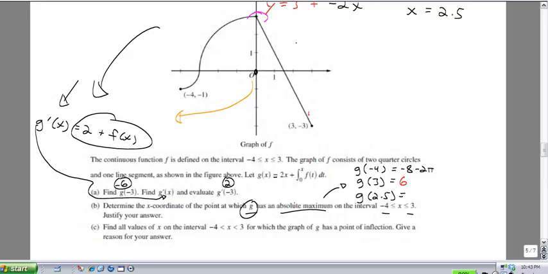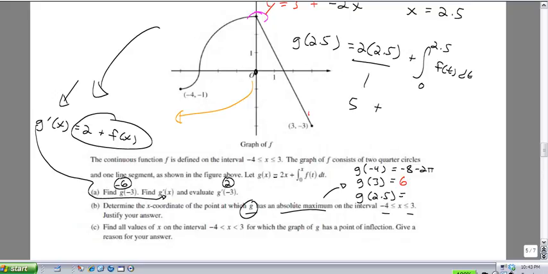Oh, we're almost there. G of 2.5. Okay, so go back to function g. It was 2 times the input plus the integral from 0 to the input of f of t dt. That guy is 5 plus the integral from 0 to 2.5. So that's this stuff here, and 2.5 is here. So this stuff. The red will be positive because you're going left to right.